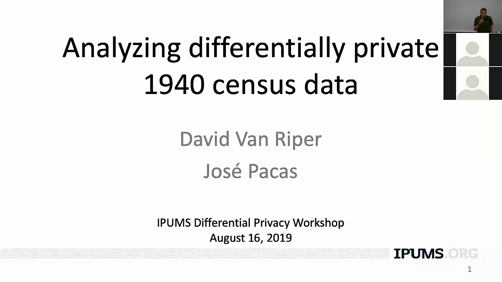Okay, I want to go ahead and get started here with the next little bit. I'm going to try to go through these fairly quickly, since many people have seen these before, and then give Quentin enough time to do his presentation. So I want to show some of the results that I've found when analyzing the differentially private 1940 census data that came out in June.